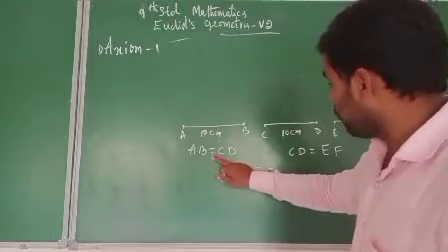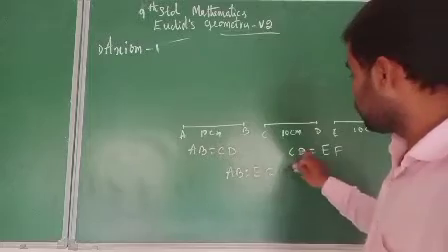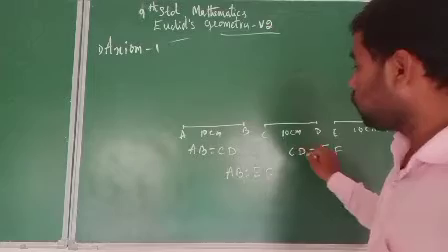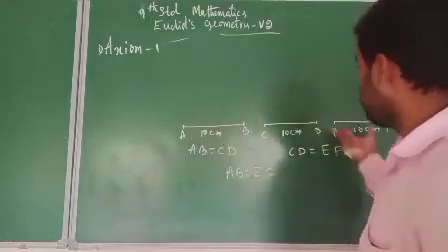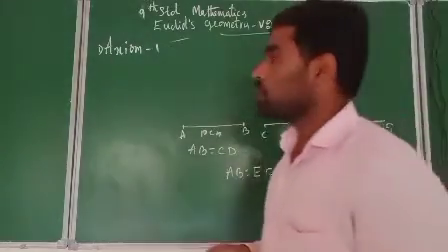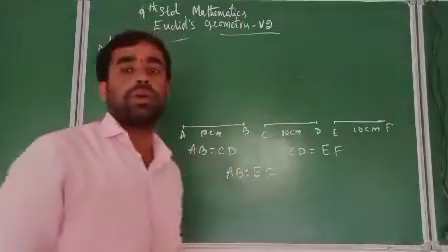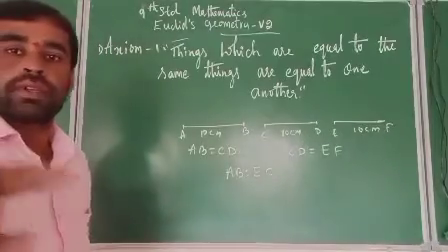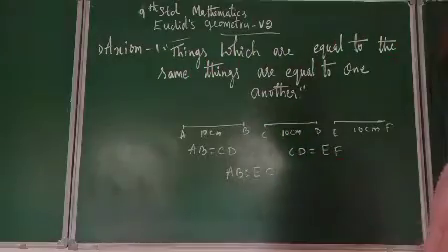Here the length of AB is equal to CD, CD is equal to EF. Instead of AB, I can write CD. Or instead of CD, I can write EF. AB is equal to EF. That is, the length of the line segment AB is equal to EF, which is also equal to 10 centimeter. So this is axiom 1: the things which are equal to the same things are equal to one another. Is it clear, friends? Dear students, take down axiom 1 with the example.